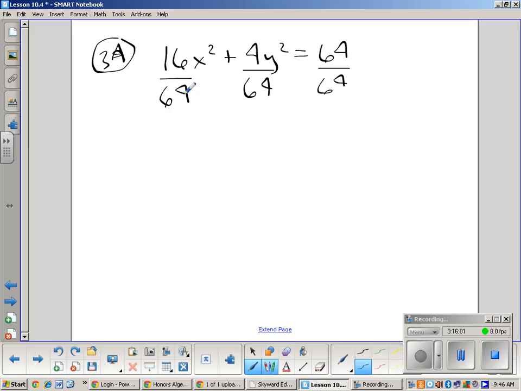How many times is 16 going into 64? 4. So that reduces to x squared over 4. How many times is 4 going into 64? 16 times, so that reduces to y squared over 16. And what is 64 divided by 64? 1. Okay? So is this model going to have a major axis vertically or horizontally?